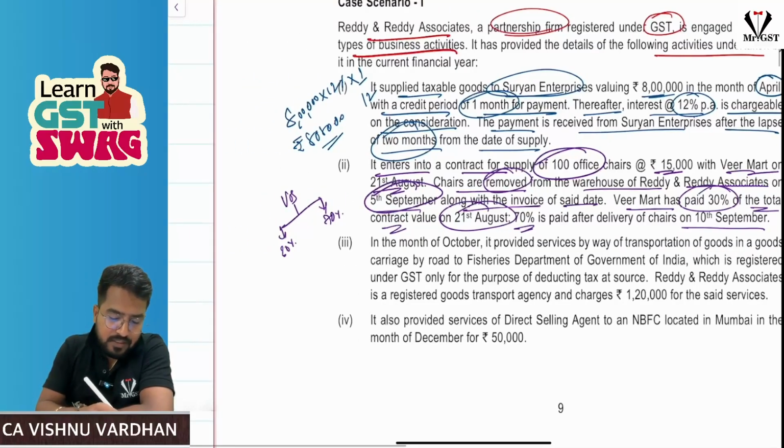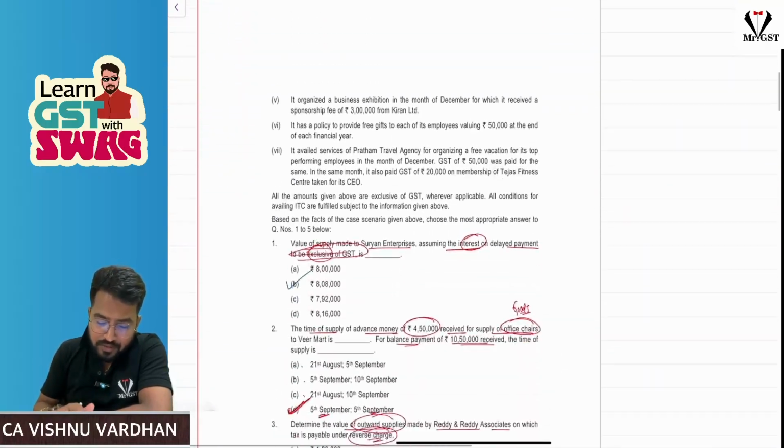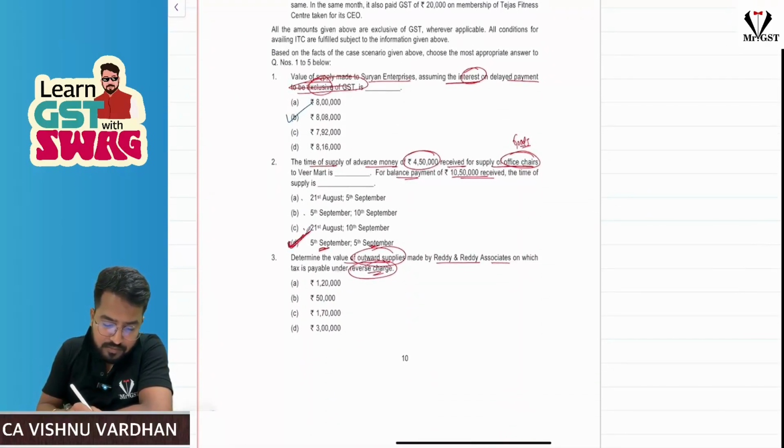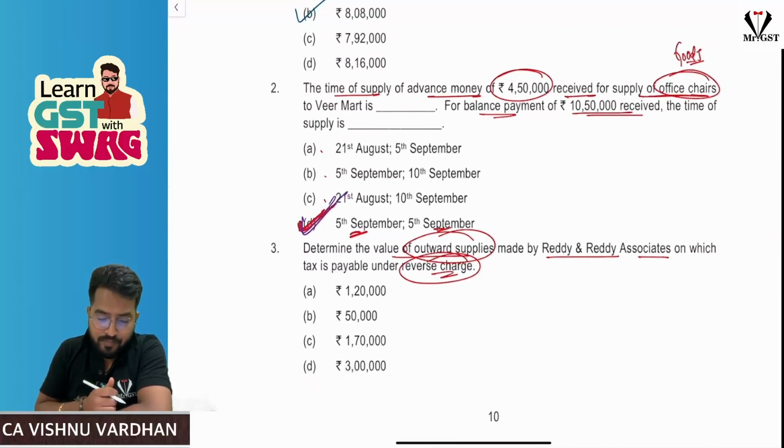Here, the interesting thing is, sir, actual date of invoice is also 5th September. And due date of invoice as per section 31 is also 5th September. So obviously, whichever is earlier, 5th September should be the time of supply. And without reading the question, we have already answered this question. 5th September is the time of supply. Hope it is clear for you.